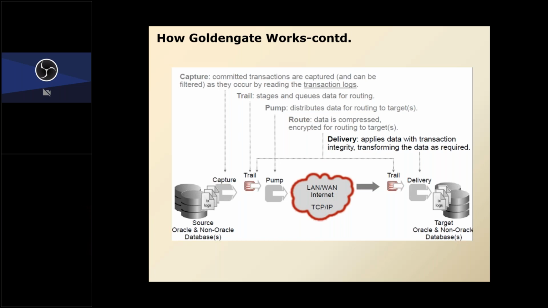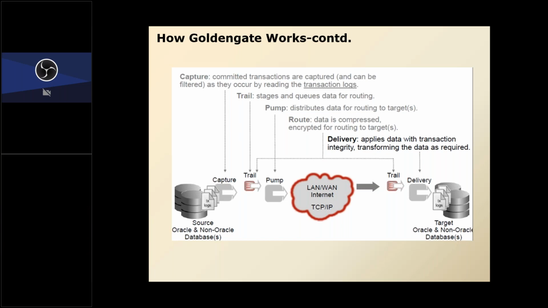Okay, so these are the three processes involved in an Oracle Goldengate environment: capture, pump, and delivery. As I mentioned, the capture process is also called extract, and the delivery process is also called replicate. Each process in Goldengate has a source to read from and a target to write to.